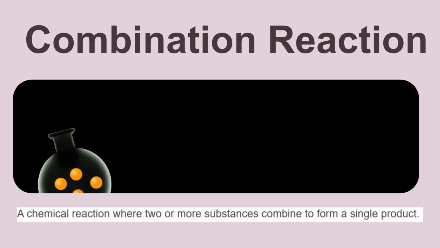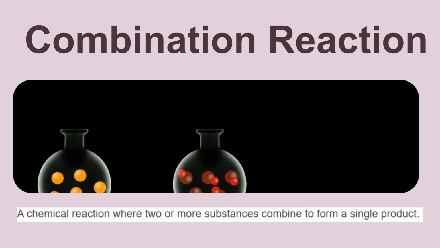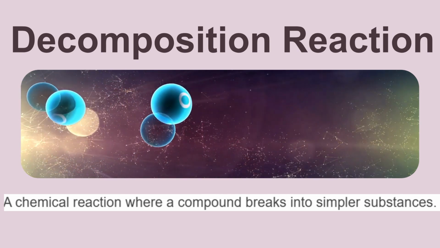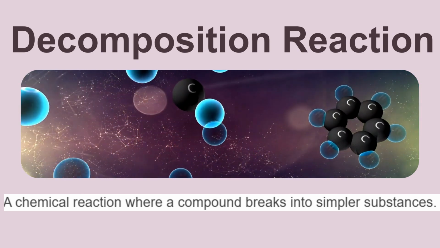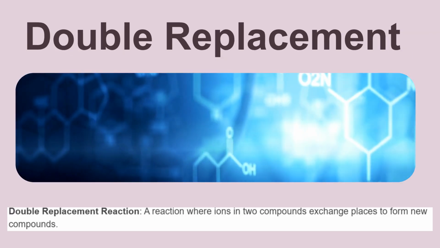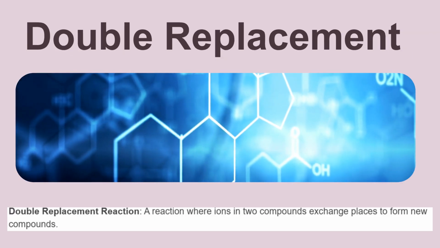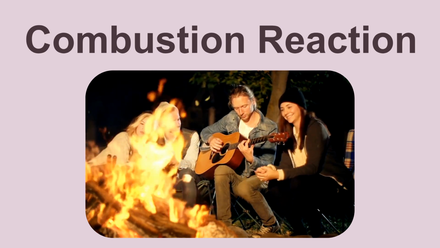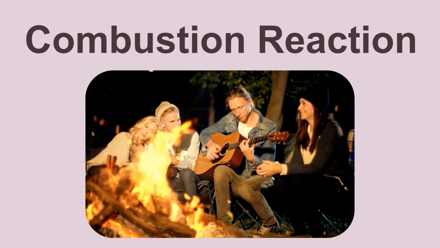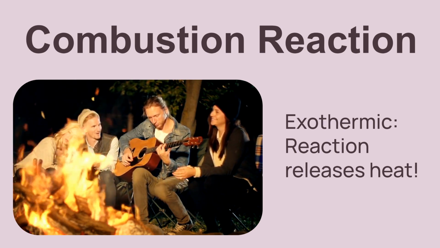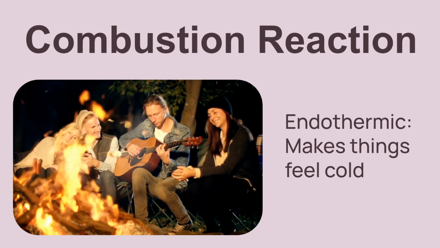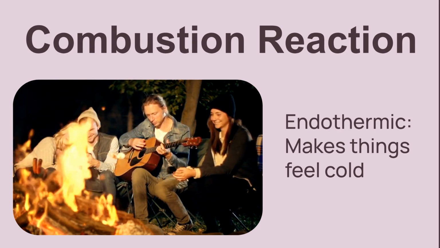We have several types of reactions. A combination reaction, where two atoms hold hands to become a new couple. A decomposition reaction, where a couple breaks up into individuals. A single replacement, where one person cuts in on a dancing couple. And a double replacement, where two couples swap partners. And then there's a combustion reaction. That's when something reacts with oxygen to create heat and light. Think of a campfire. If a reaction releases heat like that, we call it exothermic. If it needs to absorb energy to happen, making things feel cold, it's endothermic.